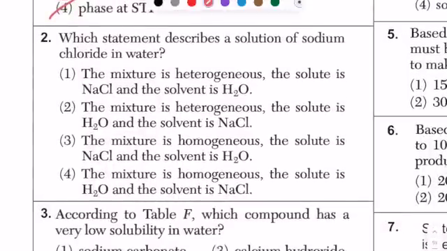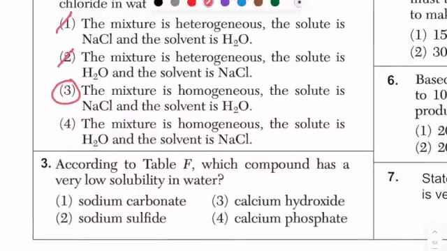Which statement describes the solution of sodium chloride in water? So the mixture is heterogeneous, meaning we see different layers. So not really, because we know sodium chloride dissolves well. And the solute is sodium chloride and the solvent is H2O. So solute is the thing that is being dissolved, and solvent is the thing that causes the dissolving or that we are dissolving in.